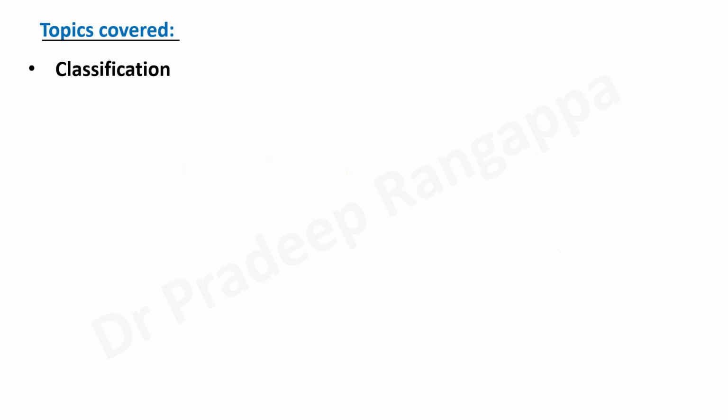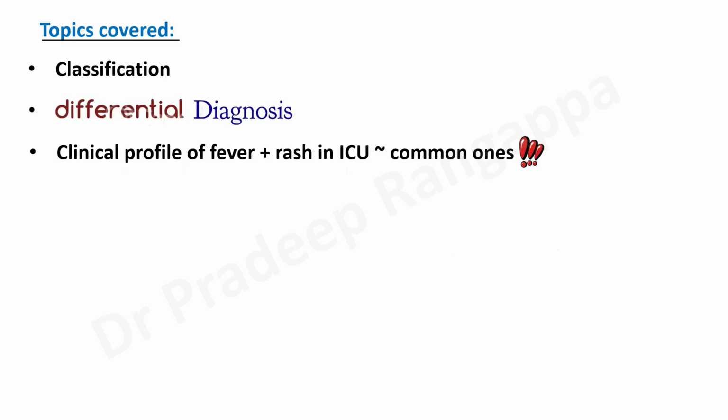The way we look at classification. So we look into differential diagnosis, and then we look into what the general ICU cases are that come with skin manifestations and what will be their clinical profile. We'll only look into common ones because if we look into literature, there are a lot of odd cases, not necessarily ICU related. So I have only picked up the ones which are more ICU relevant and their clinical profile. And this is important.